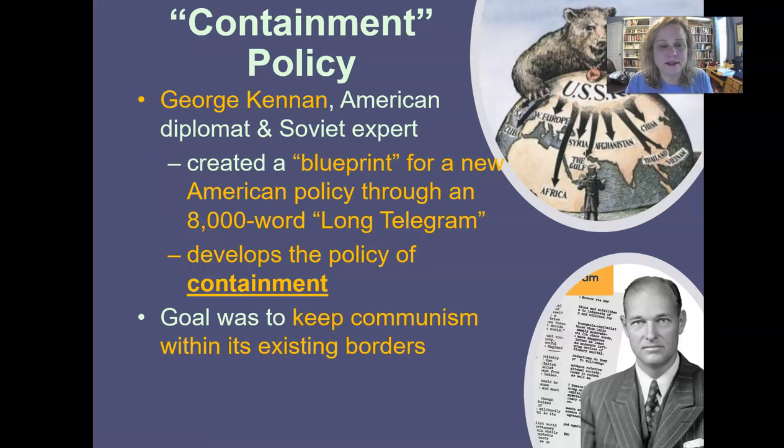And the goal was to keep communism within its existing borders. Don't let it spill out, right? So he basically felt that the Soviet Union wouldn't risk a war with us. And this is what he's banking his policy on.